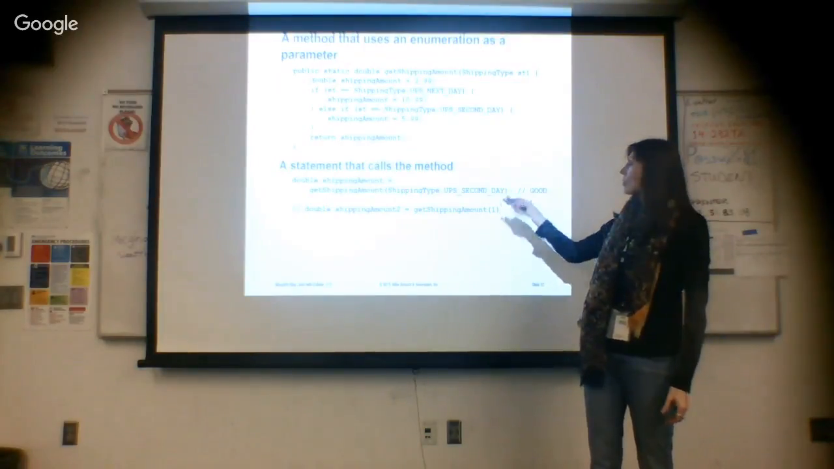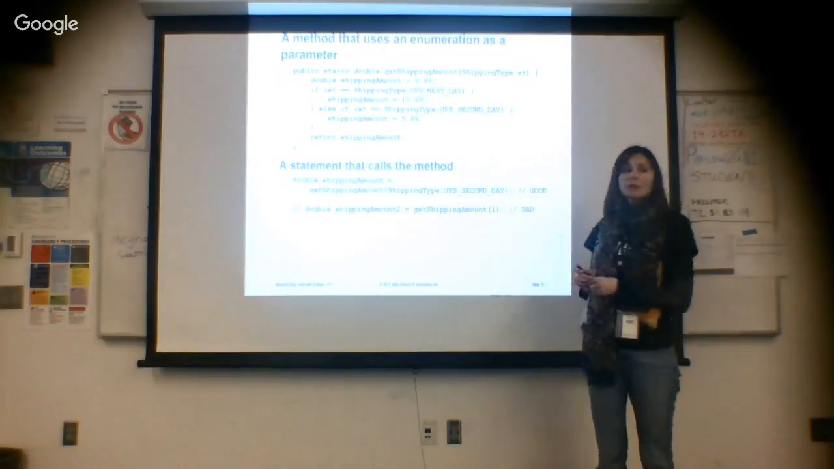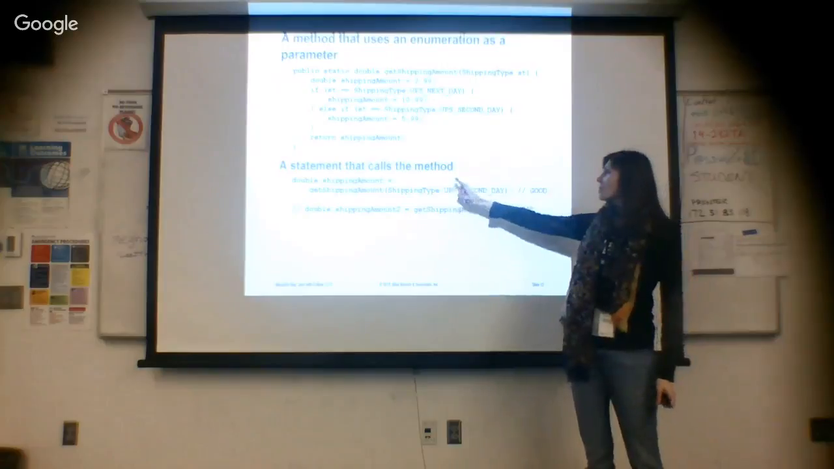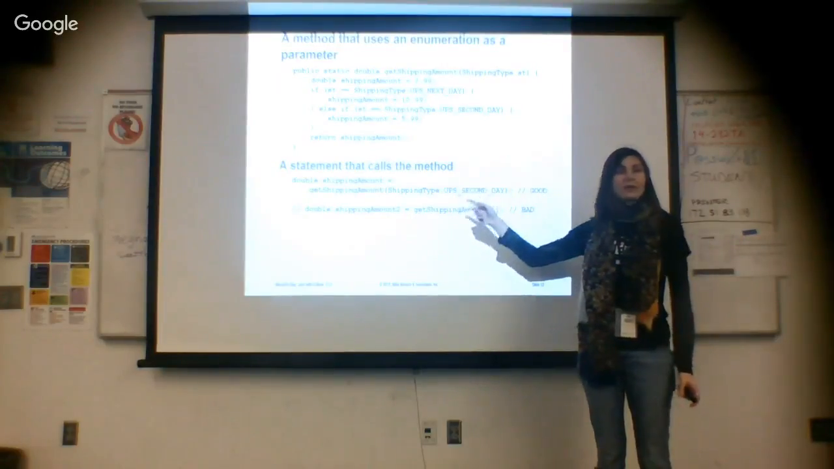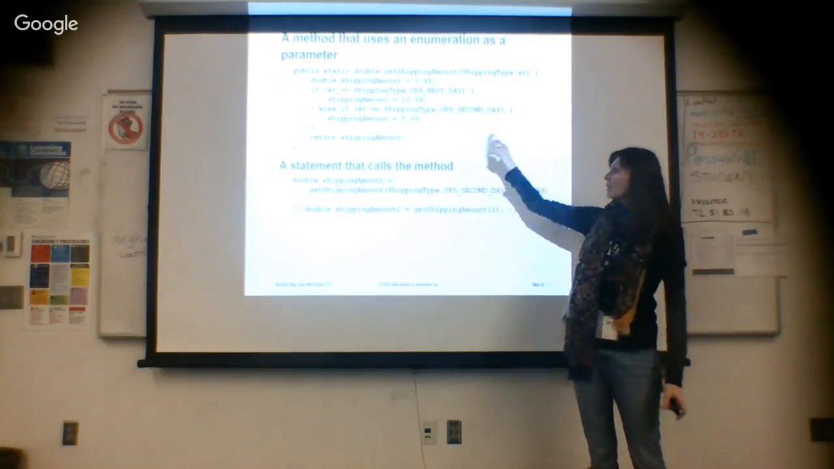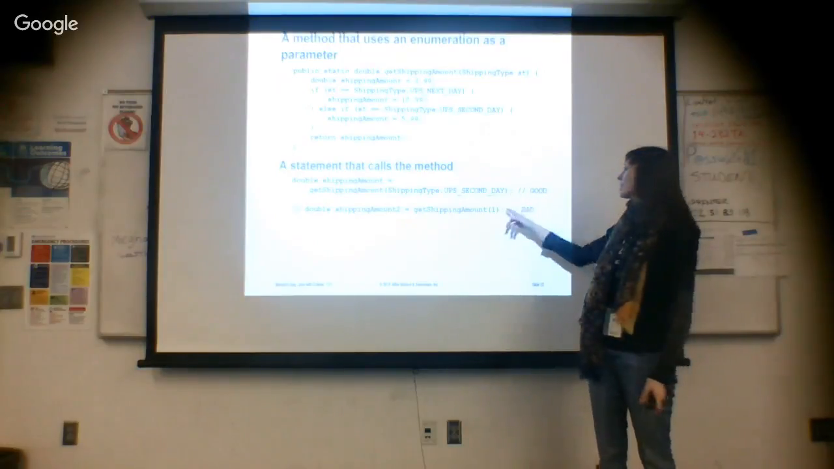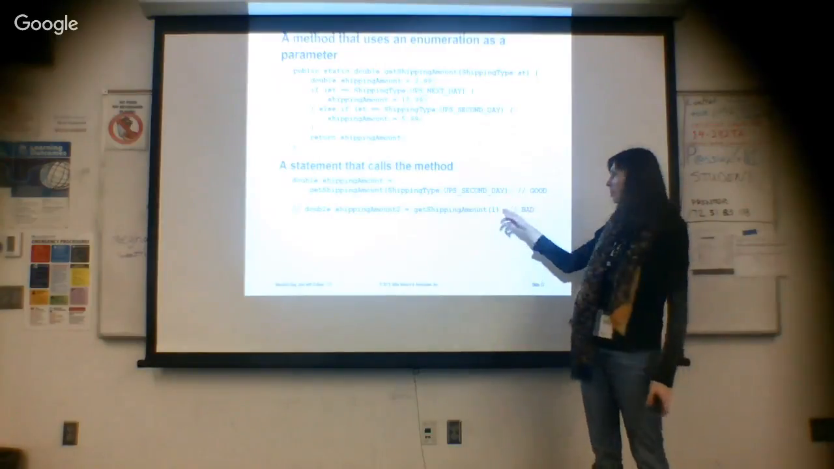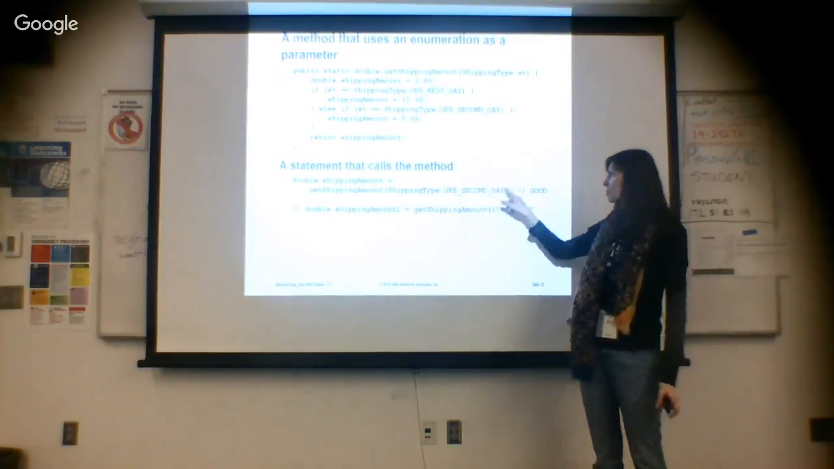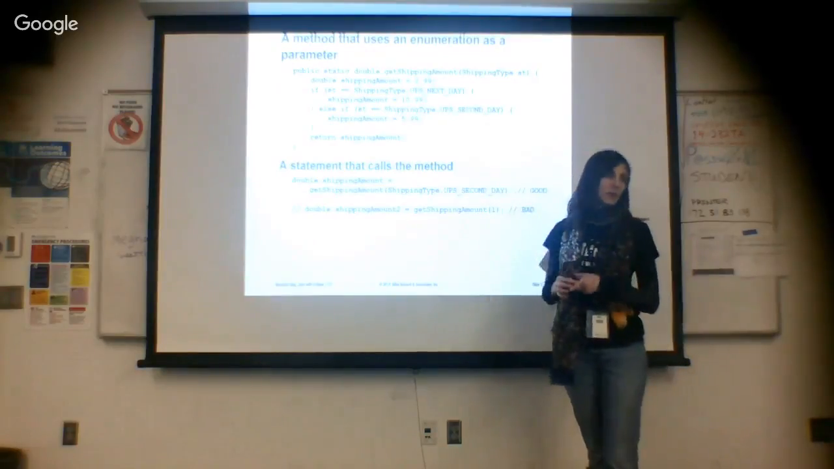So how do you call this method? When you're calling it, you say get shipping amount, and then here you say ShippingType dot, I want the 2-day shipping. This is where you specify. And then because you said 2-day shipping, you're going to get $5.99 from the condition. But because the second day has an ordinal of 1, you could just say 1 here. But you just need to use the enum value, which is even better because it's more clear, right?